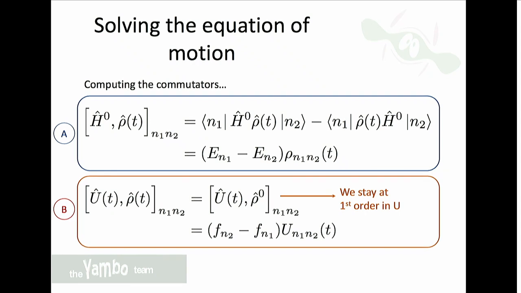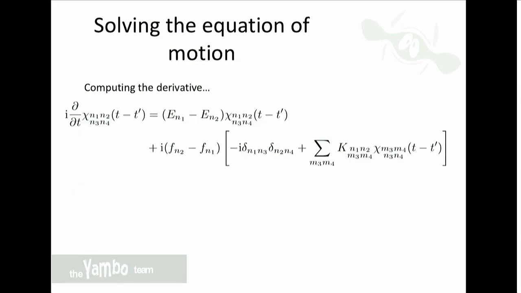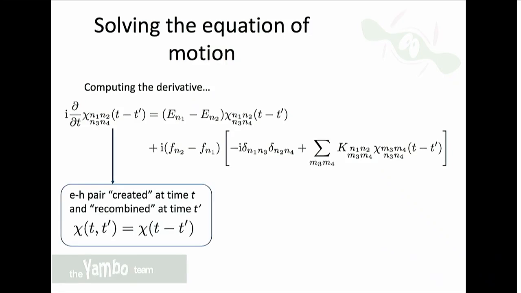Okay, and then the third term, the large one, actually goes exactly like this. So it's not a difficult commutator, analogous to B. And then we obtain this equation after we also perform the derivative with respect to the external potential. Here I just emphasize that actually the response function depends only on the differences of the two times. So the time when we have the probability of creating the electron-hole pair and the time when we have the probability of it to recombine back to the ground state.